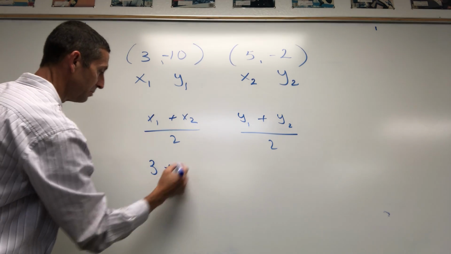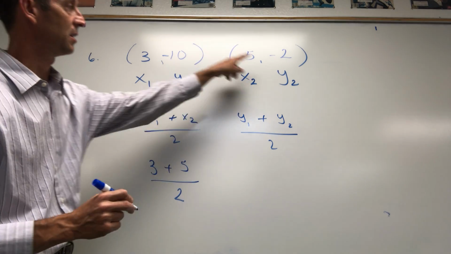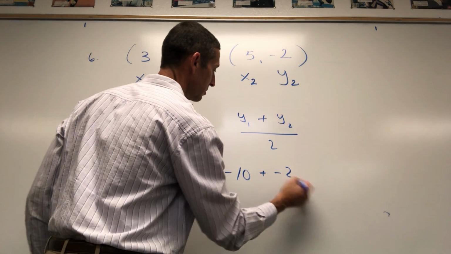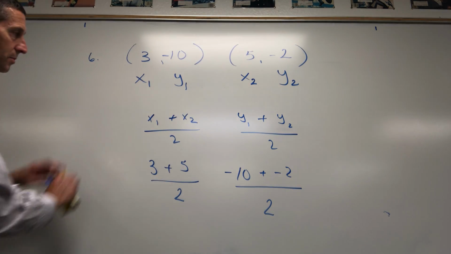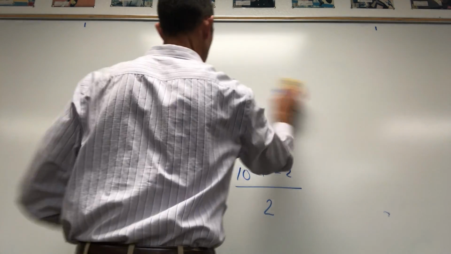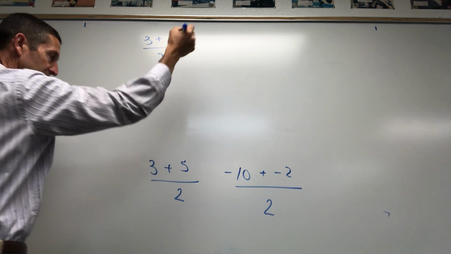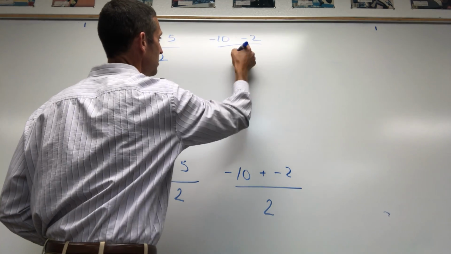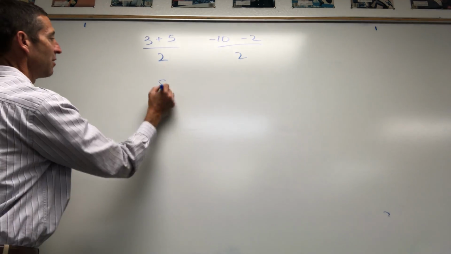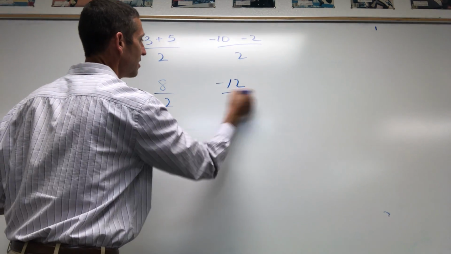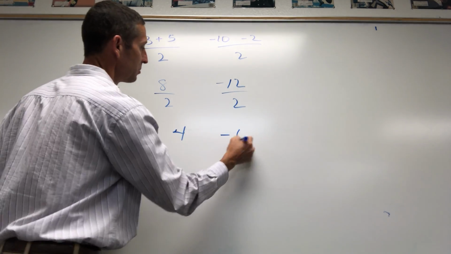This is 3 plus 5 divided by 2. And then you got your two y values, negative 10 and negative 2. Negative 10 plus negative 2 divided by 2. So we've got a little bit of math in front of us. Move this up here where we can get to it. All right, so now we've got 3 plus 5, that's 8 divided by 2. Negative 12 divided by 2. Getting our two answers. This one's 4, this one's negative 6.